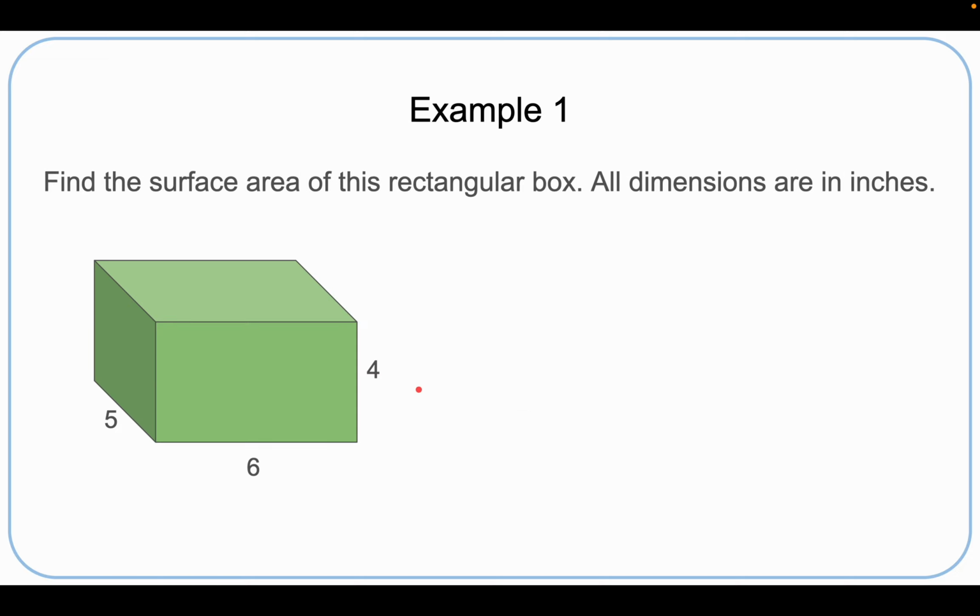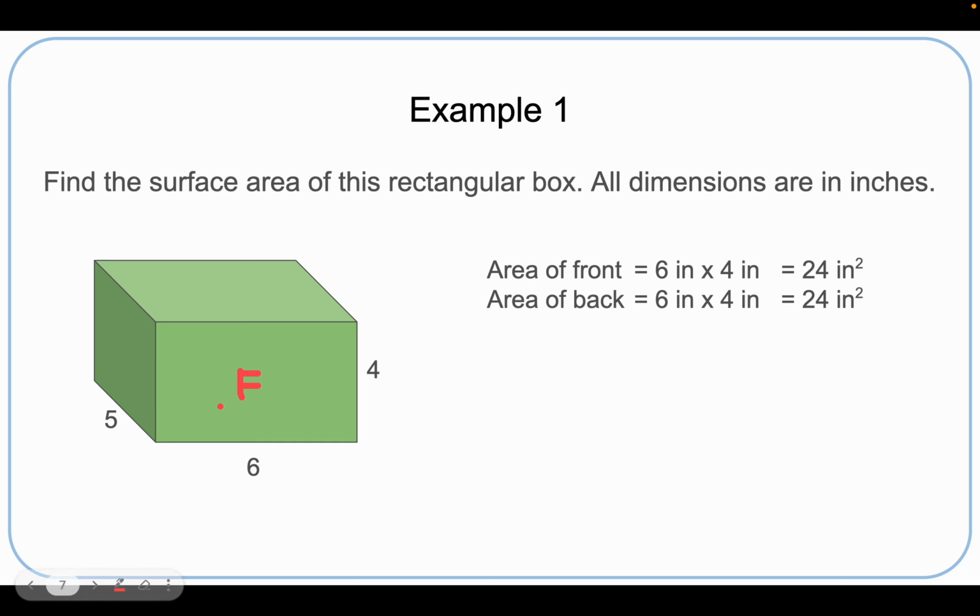So here's our first example. We want to find the surface area of this rectangular box. All dimensions are in inches. So to start with, we can take the area of the front. So I'm just going to label this F for front. Okay, and you can see that the length is 6 and the height is 4. So multiply 6 times 4 to get 24 square inches.